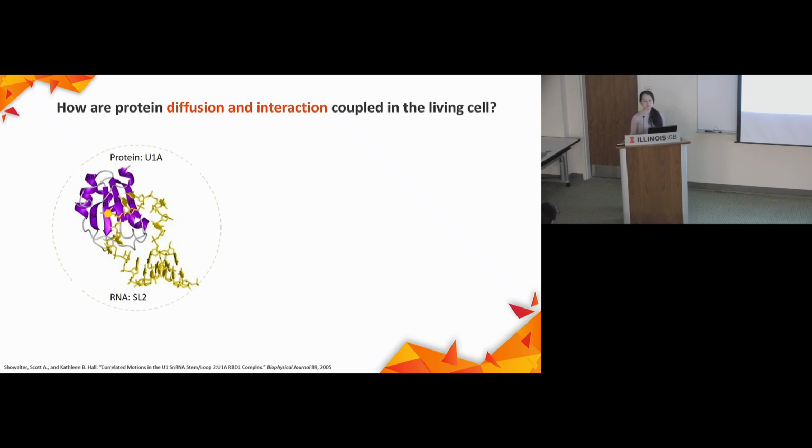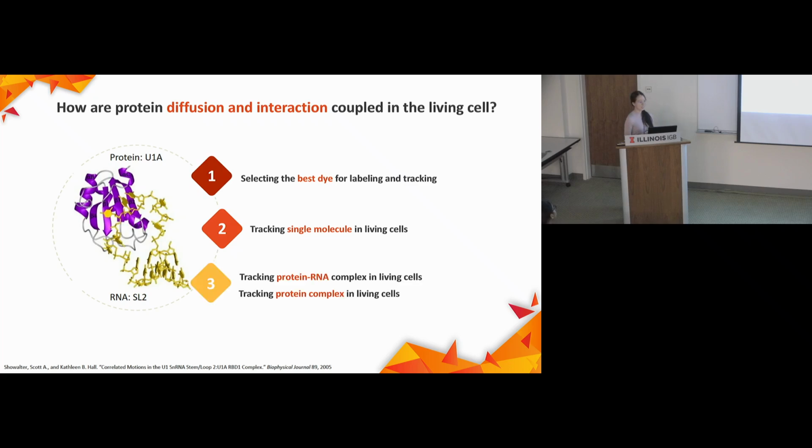So to study their diffusion and interaction in living cells, we break down our project into three major steps. First, because MINFLUX is a new system, and this is our first time doing MINFLUX live cell tracking, we first need to select the best dye that works for labeling and tracking of our system. The second step is we want to see whether we can actually track single molecules in the living cell with MINFLUX. And third, we will come to our model system.